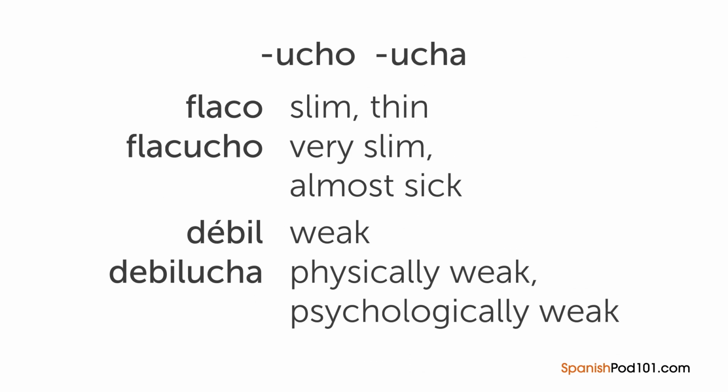Let's go over some examples so you can learn how to use pejoratives correctly. A common pejorative suffix is ucho or ucha. For example, from flaco, slim or thin, we get flacucho. When used in a pejorative sense, it means very slim, as in almost sick. Another example would be for the adjective débil, weak. We get debilucha, used to describe a woman who is physically or psychologically weak.